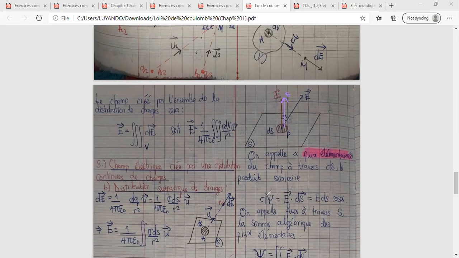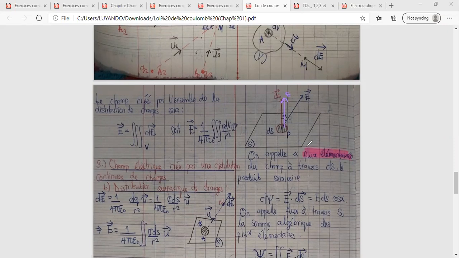So we have the d because of the dS here. If we had E times S, it would have just been this symbol without the d. So this expression is gotten from the change in flux, which is equal to E·dS, which is also equal to E dS cos alpha.